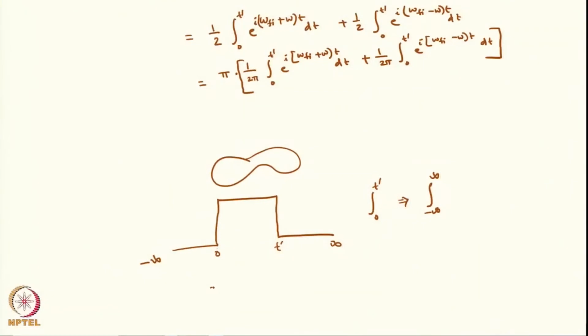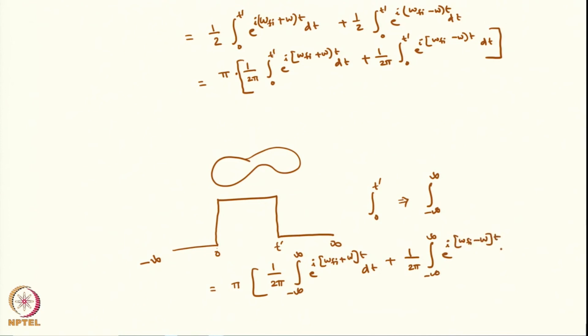So, I want to make this transformation. It will not change any physical principle, however, it will reduce these equations to some standard integrals. So, when I have done that, then I can write it as pi into 1 over 2 pi integral minus infinity to plus infinity e to the power of i (omega fi minus omega plus omega) t dt, plus 1 over 2 pi integral minus infinity to plus infinity e to the power of i (omega fi minus omega) t dt.